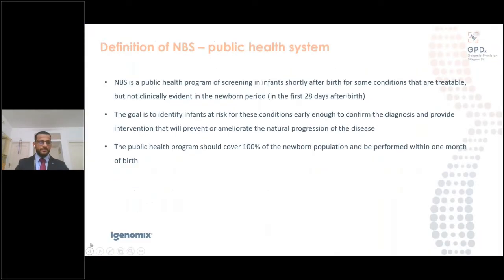Yeah, fine. So newborn screening is a public health program of screening infants shortly after birth for conditions that are treatable but not clinically evident in the newborn period. The goal is to identify infants at risk early enough so that we can confirm the diagnosis and provide intervention that will prevent or ameliorate the natural progression of the disease. Public health programs should cover 100% of the newborn population, and it should be performed within 1 month after birth. So that is the importance of newborn screening: you are trying to identify something which is not presenting clinically early in the newborn period.